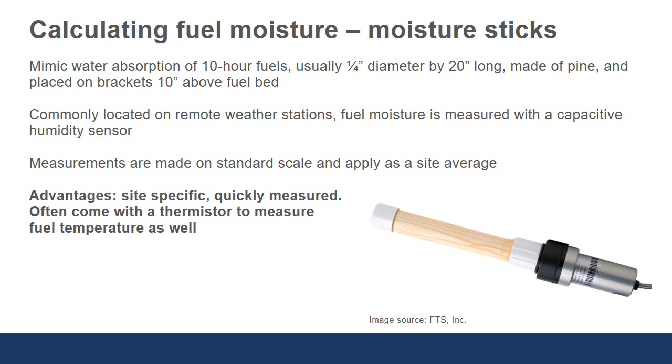Another popular method is to use moisture indicator sticks. These sticks are 1/4 inch diameter by 20 inches long and are made from pine. They are placed on brackets 10 inches above the litter layer. These sticks measure the moisture on a standard scale and apply as a site average. Their big advantage is that they are site-specific and do not require a drying oven. However, the disadvantage is that they only predict 10-hour fuel moistures. The other time lags must be assumed.